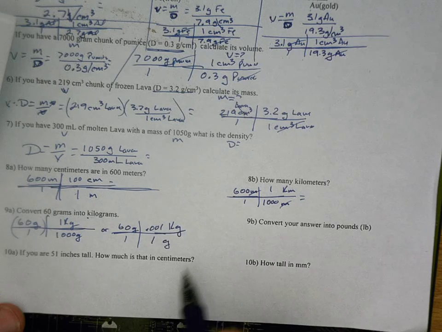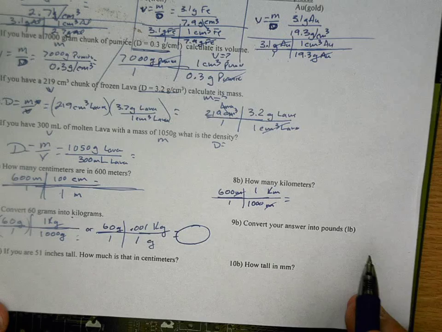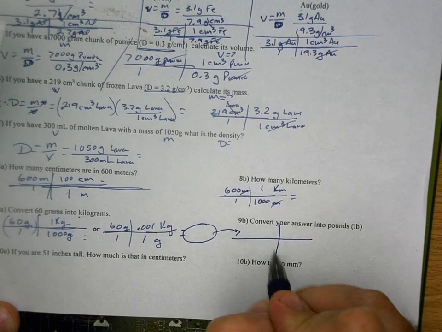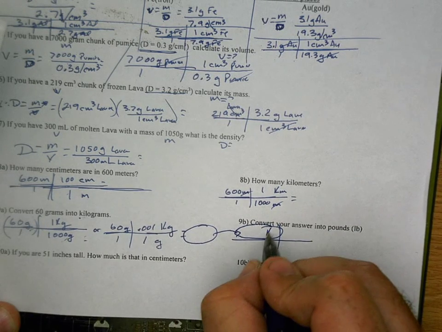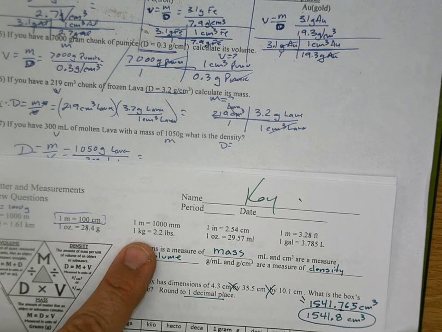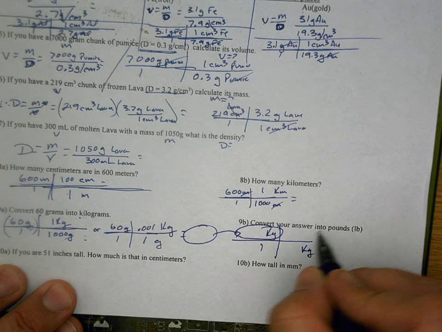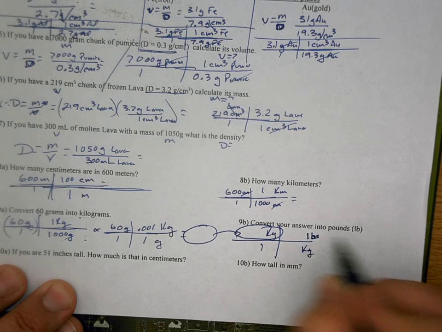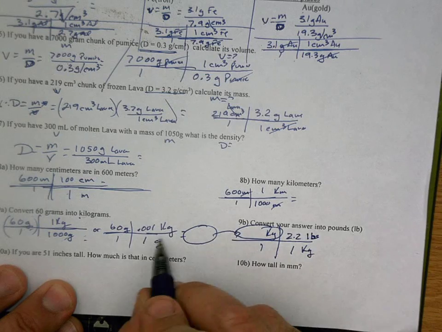So whatever your answer was here, you got some answer there, we have to convert that into pounds. So we'll take your answer there, I'll just circle it. That's going to be some number of kilograms over 1. And we want to convert it into pounds, and it says right here that 1 kilogram is 2.2 pounds. So we want to have kilograms in the denominator and pounds up here. I think it said 2.2 pounds is 1 kilogram. So whatever your given was from over here, you're going to multiply it by there.